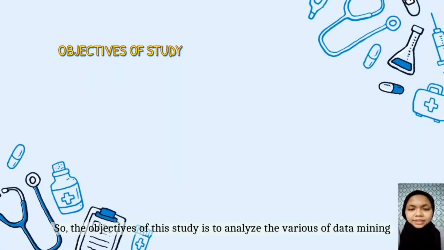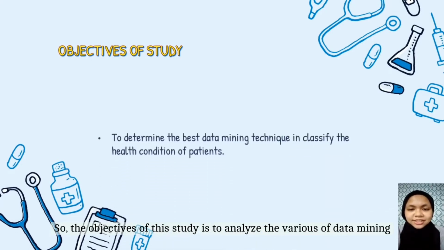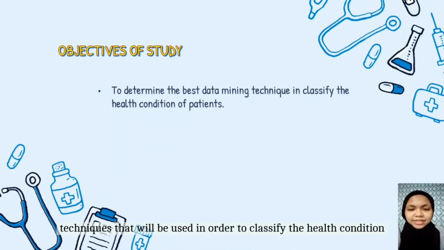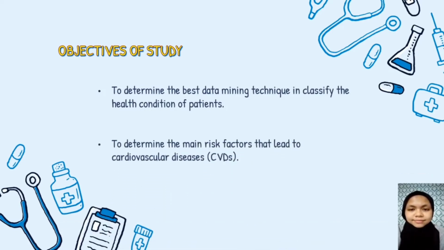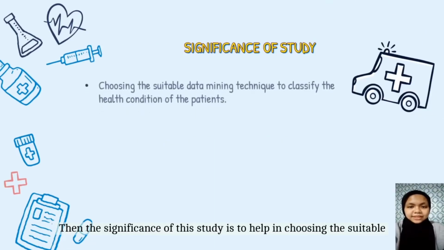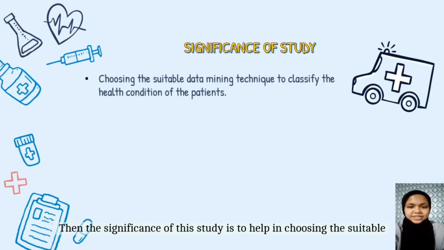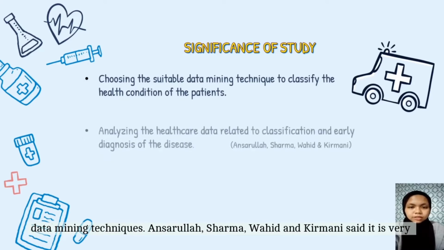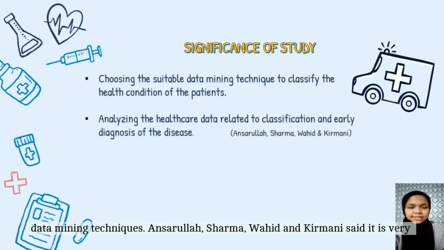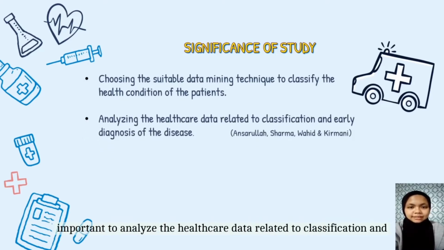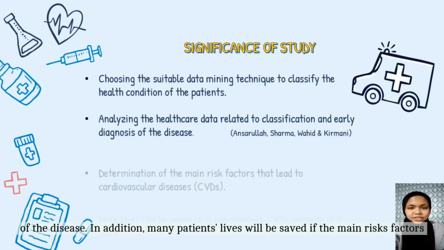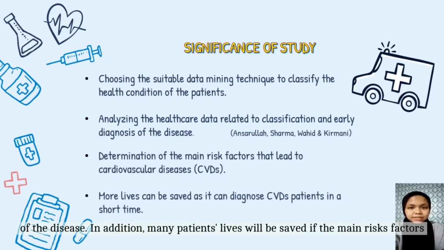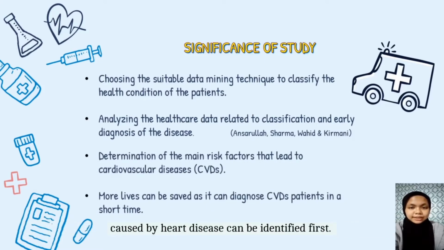So, the objective of this study is to analyze the various data mining techniques that will be used in order to classify the health condition of the patients and determine the main risk factors that lead to heart disease. Then, the significance of this study is to help in choosing the suitable data mining techniques. Ansarullah, Sharma, Wahid and Kirmani said it is very important to analyze the healthcare data related to classification and early diagnosis of the disease. In addition, many patient lives will be saved if the main risk factor caused by heart disease can be identified first.